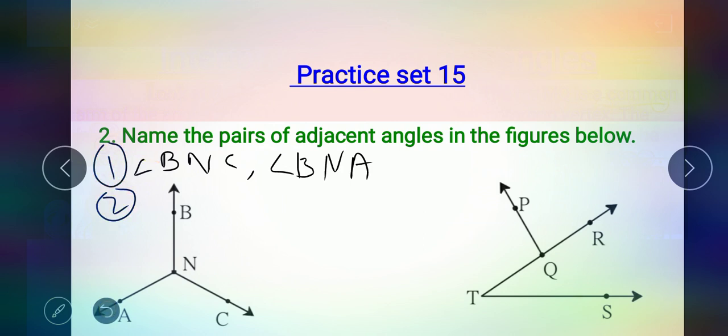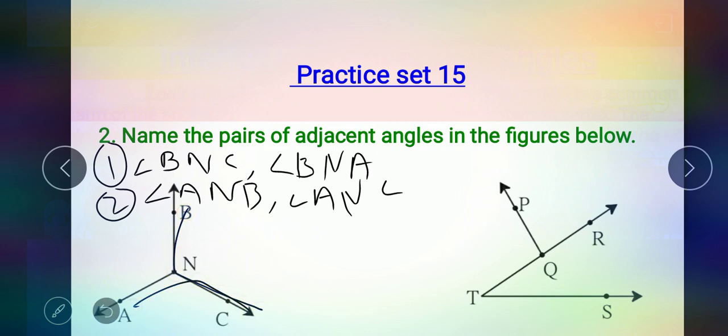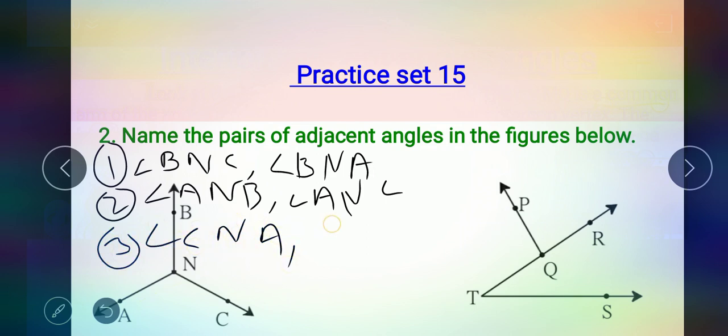Second, let's take AN common. When you take AN common, we have angle ANB and angle ANC. These two angles are adjacent angles, students. AN is common over here. When you take NC common, we have angle CNA and angle CNB. These two angles are adjacent angles, students.